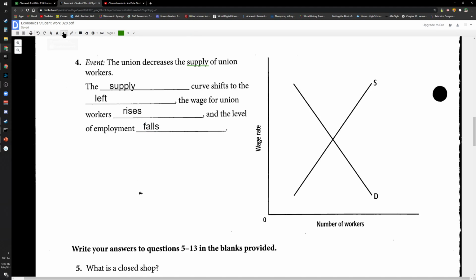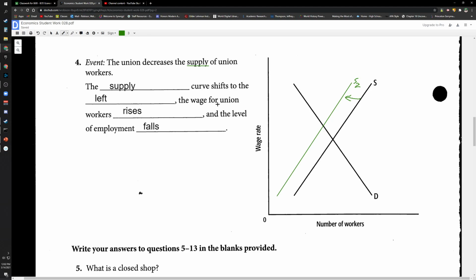So first thing we want to do is make sure that we are on the left side of our supply curve. We want to make another supply curve that shows that it's shifted to the left. Make sure that you indicate it like so. You can also do the arrow as well. Shifted to the left. So this is S, so that makes this S2.